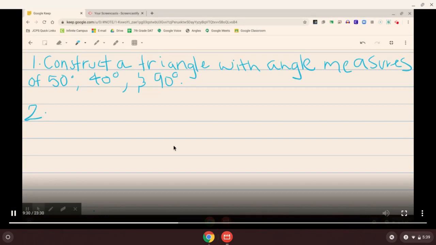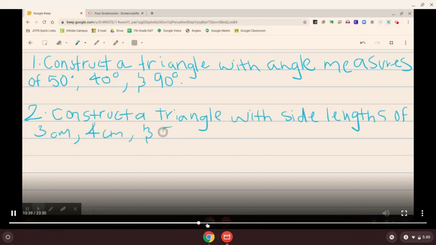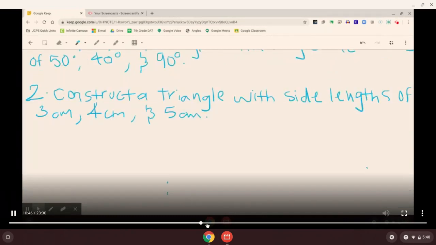So our second problem is going to include specific line segments. So these line segments of this triangle are 5 centimeters, 4 centimeters, and 3 centimeters. So we're constructing a triangle with side lengths of 3 centimeters, 4 centimeters, and 5 centimeters. So I'm using a ruler right now, and I just drew a line that is 3 centimeters long.